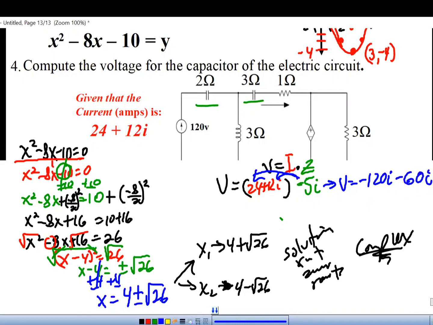60i squared. Well, sorry, let me get it closer over here. Negative 60i squared. What do we know about i squared, guys? We need to substitute what? Negative 1 right there. Therefore, what is negative 1 times negative 60? That's positive 60, bring down the negative 120i, and that's the voltage going through those capacitors.